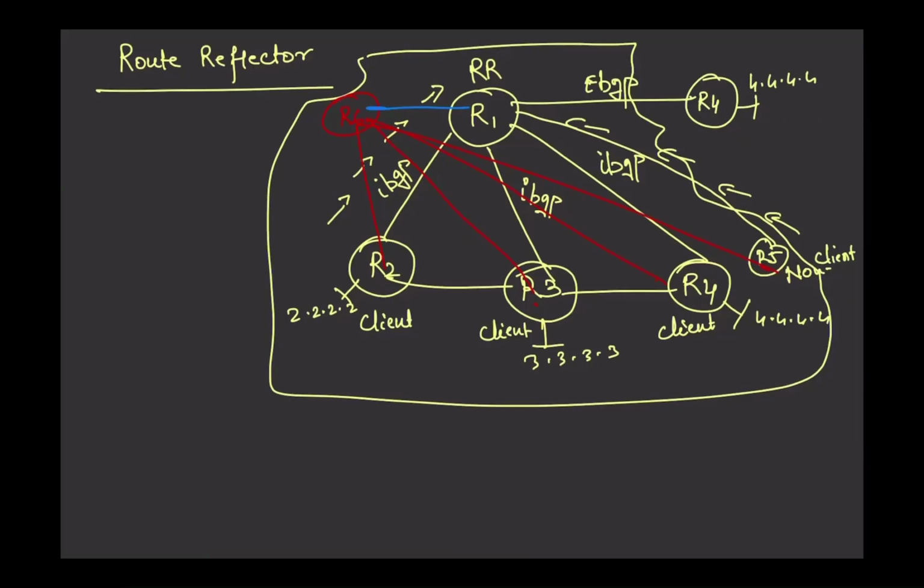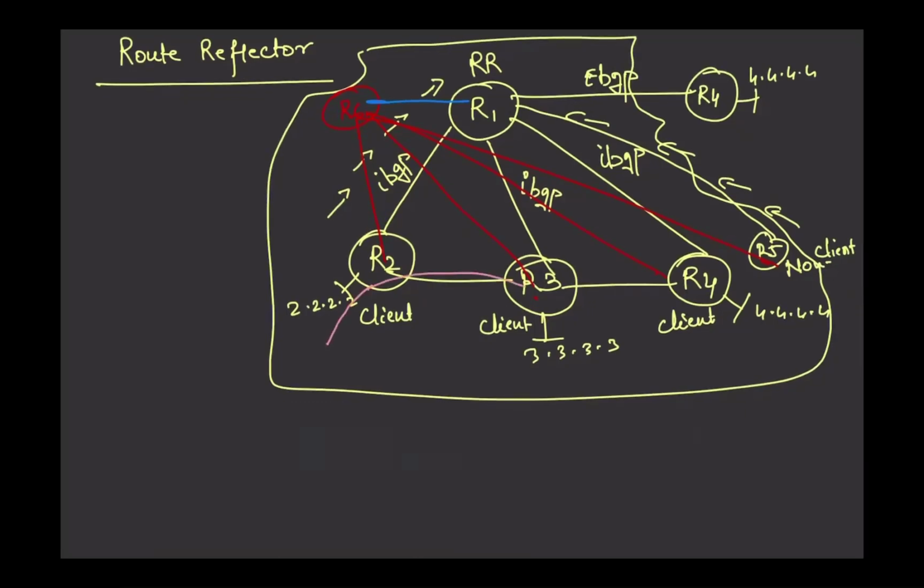And the same is the case for iBGP as well. Because of this, this is how your updates are going. Updates means your control plane is built with the route reflector. But your actual data plane can go without the route reflector if it has a path. So if I want to send traffic from R2 to R3 and I have an update, it can go directly via OSPF.